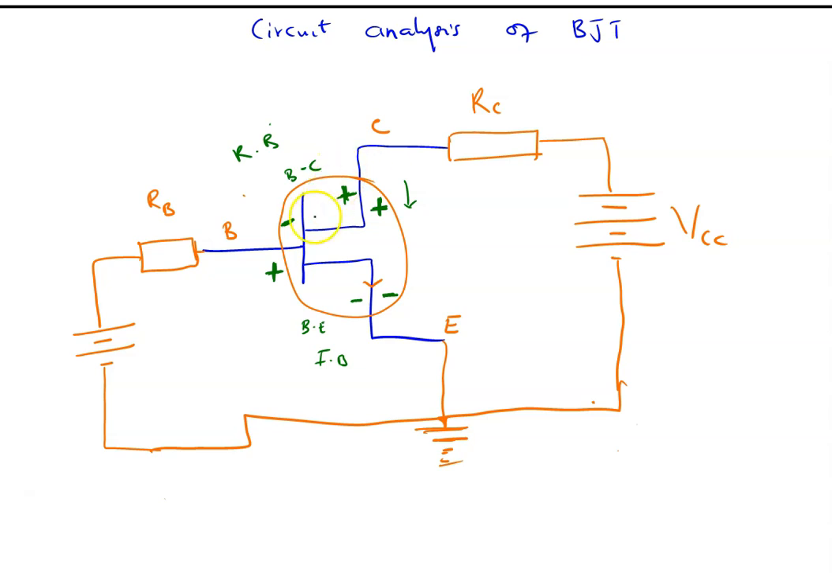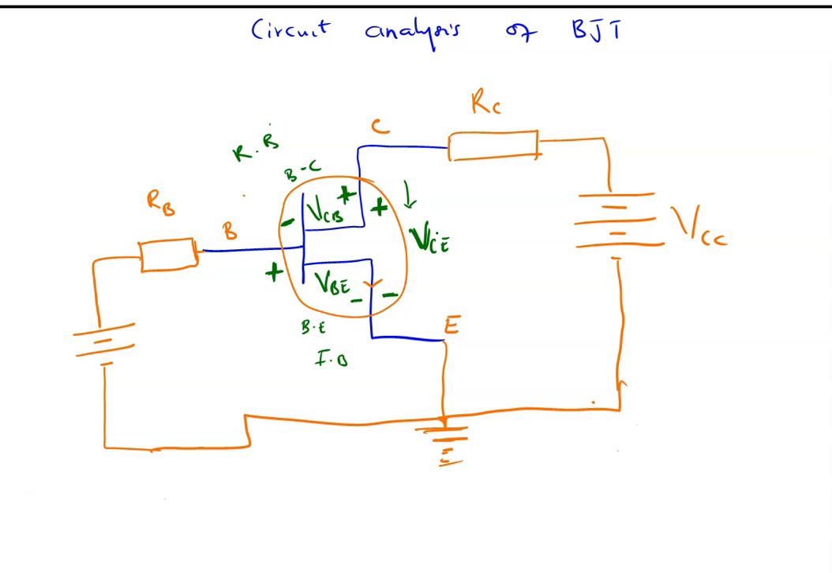So the voltage at this terminal is termed VCB, the collector base voltage. The voltage here is termed VBE, the base emitter voltage, and we have VCE, right? The voltage at this terminal is termed the collector emitter voltage. So you should take note of it.